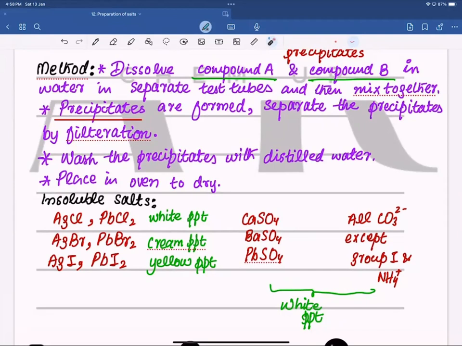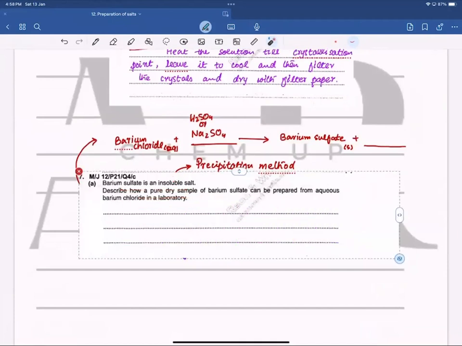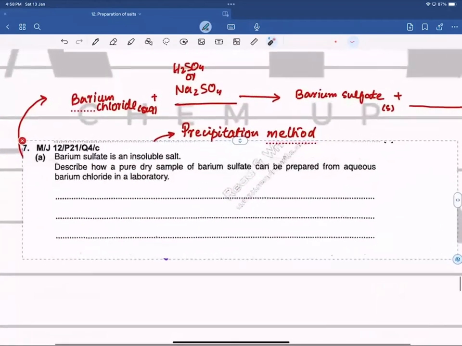Good. Okay. Now, have a look at this question. It is related to this. See, they have informed you barium sulfate is an insoluble salt. Describe how a pure dry sample of barium sulfate can be prepared.